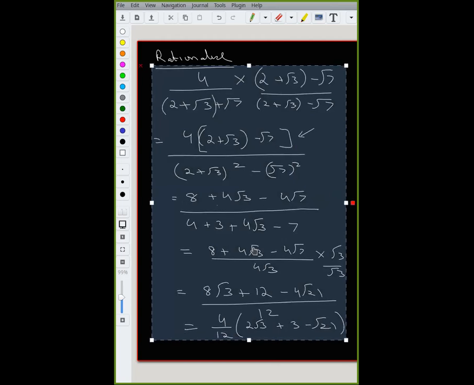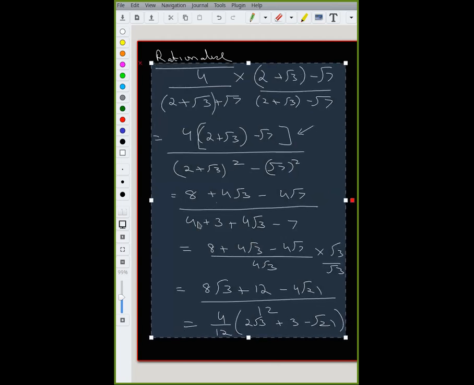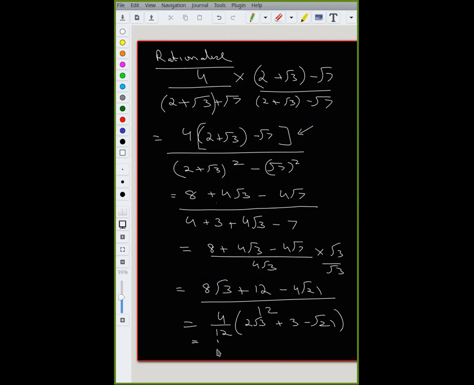Is everyone with me so far? Which is nothing but 1 by 3 brackets 2 root 3 plus 3 minus root 21. So that will be your final answer. If you have opened the brackets and you've done 2 root 3 by 3 plus 1 minus root 21 by 3, that is also fine. But overall, your answer should look similar.